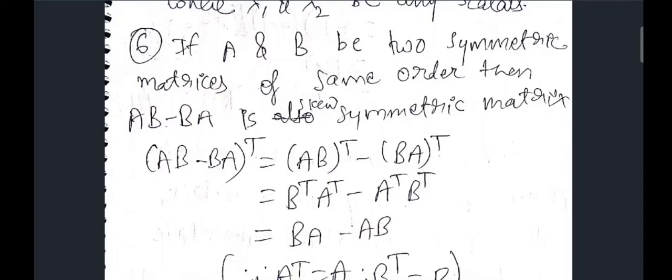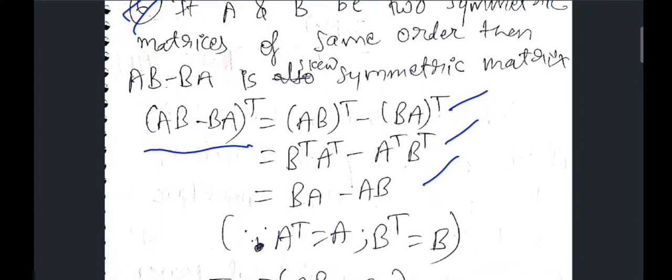Now let's look at the sixth property. If A and B are two symmetric matrices of the same order, then AB minus BA is a skew symmetric matrix. So let us go into the proof of this. This is something new, a new kind of thing. So just go through these three steps.